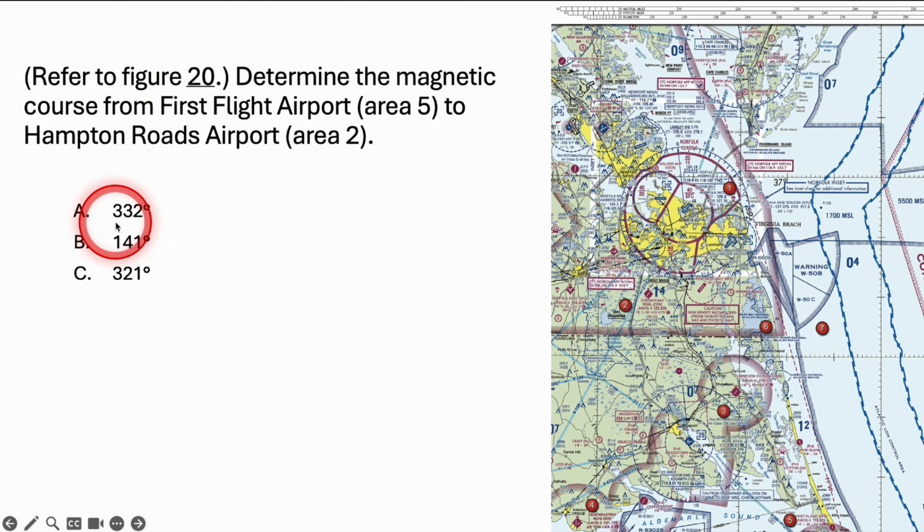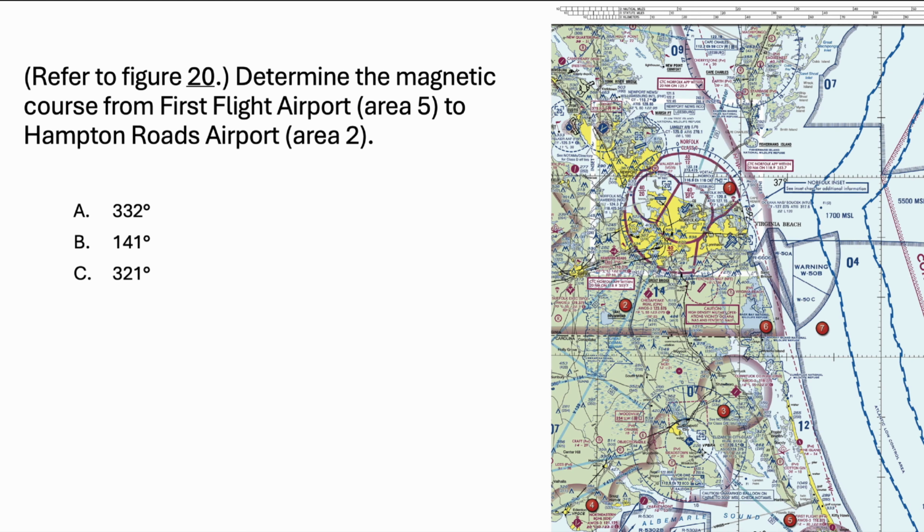Looking at our answer choices, there's two that are close. We already know that B should be incorrect because that's implying a southeast heading. So our answer choice is either A or C. So what you want to do is get your plotter between those 2 points, and then you should come up with a heading of 321 degrees.